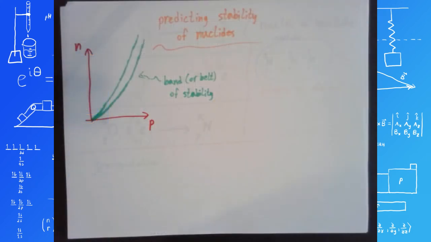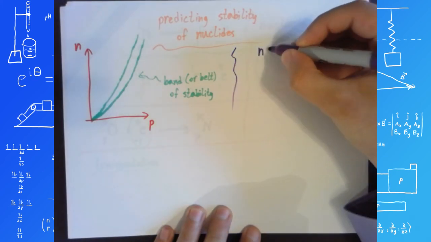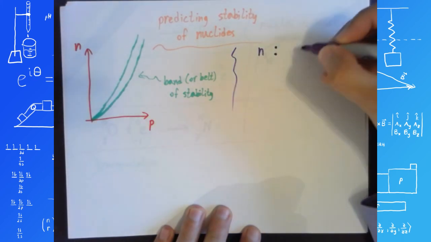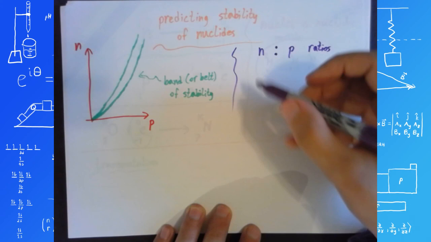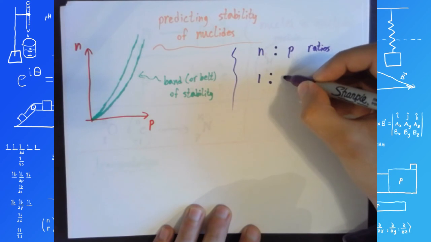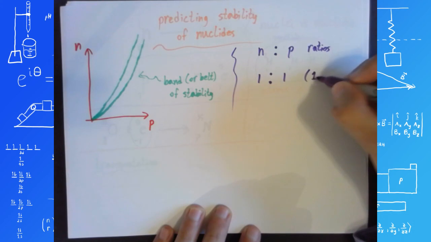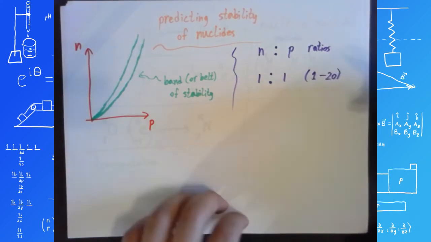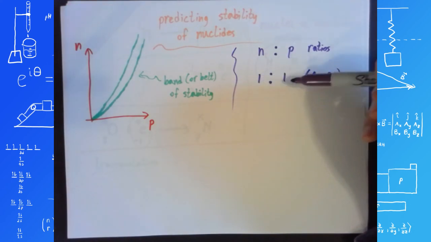So let's talk about a bunch of different, I guess you could call them sub-ranges of stability. Let's talk about neutron to proton ratios. So 1 to 1. 1 to 1 is a stable neutron to proton ratio for elements 1 through 20. Roughly, they have an equal number of neutrons to protons if they're stable.